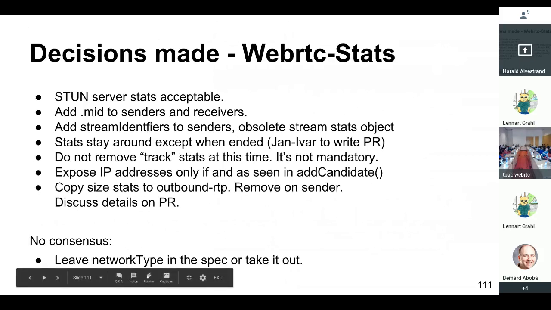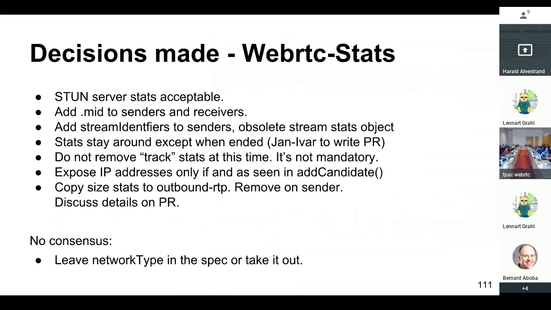We expose IP addresses only if and as seen in an ad candidate. That is, if it's an MDNS camouflage name address, then we show the MDNS camouflage, and if it's an IP address, we show the IP address, and if we didn't get it through ad candidate, we don't show it.